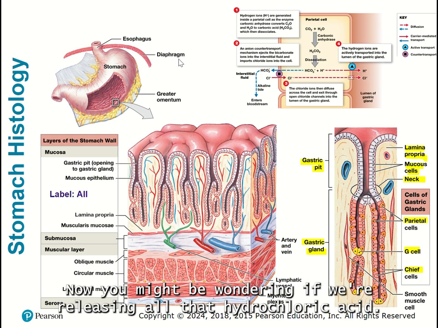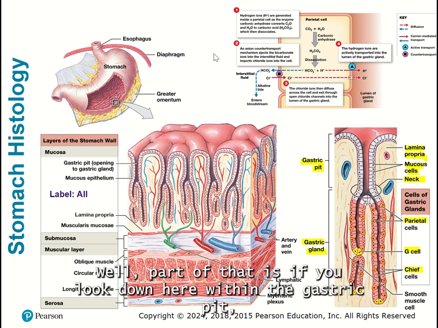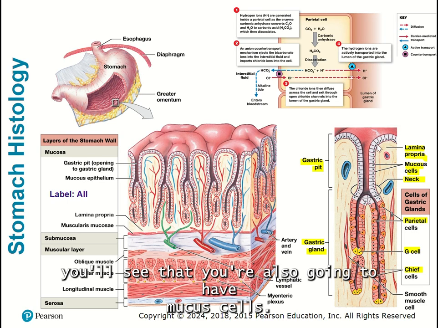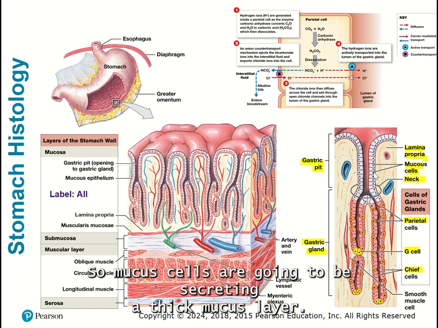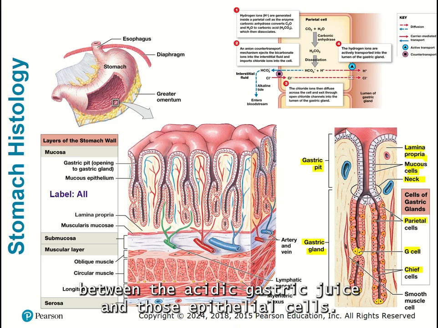Now you might be wondering, if we're releasing all that hydrochloric acid, how is it not eating away at the tissues that are making up the stomach itself? Well, part of that is if you look down here within the gastric pit, you'll see that you're also going to have mucus cells. So mucus cells are going to be creating a thick mucus layer, and that mucus layer is going to be providing a nice physical barrier between the acidic gastric juice and those epithelial cells.